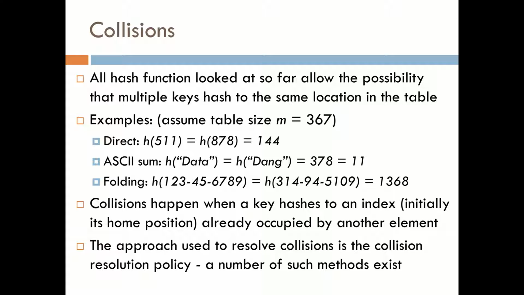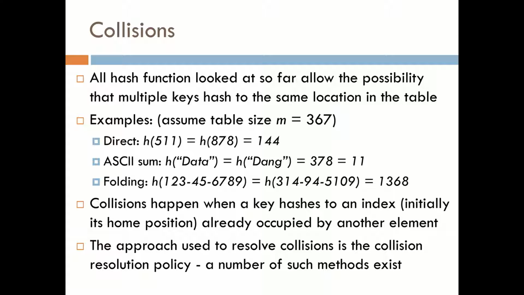So, for example, let's assume once again that we have our table of size M, and M is 367, again chosen because it's a large prime number. Using direct hashing, for instance, we can take the value 511 and it maps to location 144. But if we hash value 878 and we just directly mod it by 367, that also maps to that particular location. And as such, we have then what's known as a collision.